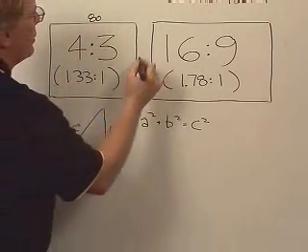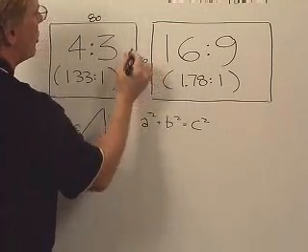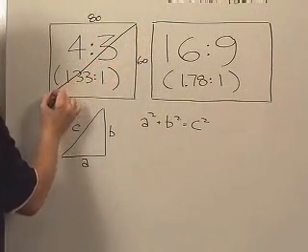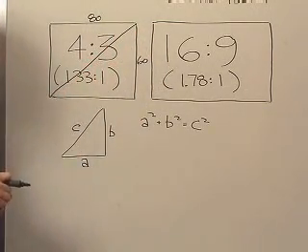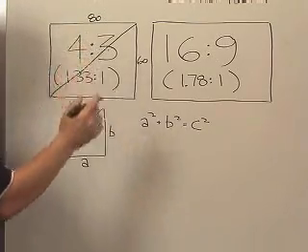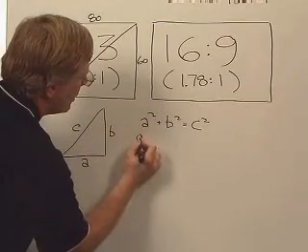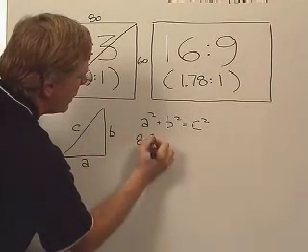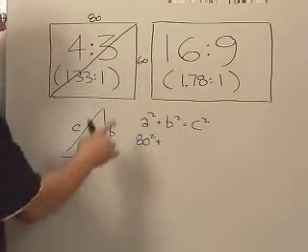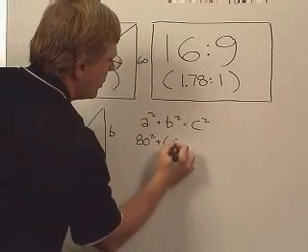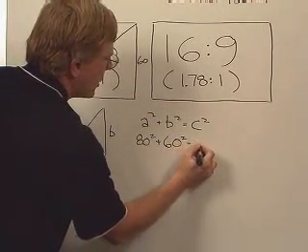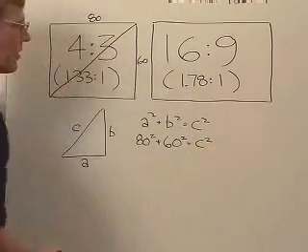wide and it's 60 inches tall, and we would like to know what the diagonal dimension is of this screen. So let's put in our dimensions here. A squared, we know that it's 80 inches wide, so 80 squared, plus the height, and it's 60 inches high, plus 60 inches squared is going to equal C squared.